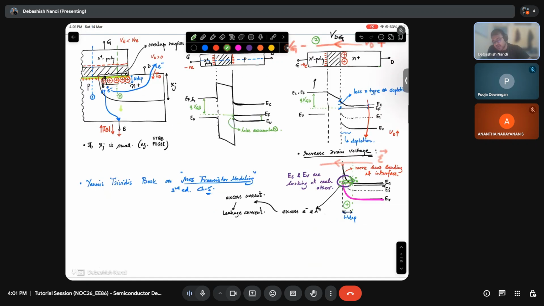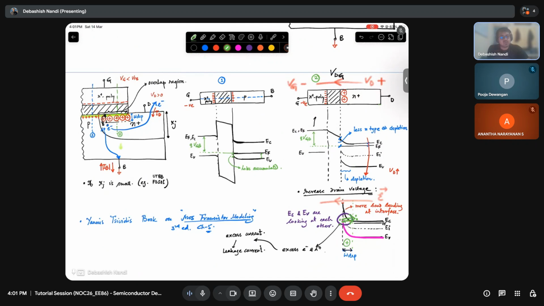Same with your GIDL, right? If your channel length is so large that your overlap length you can ignore, there is just no GIDL at all. But if these overlap regions are significant with respect to the channel length, then you will have a significant signature of GIDL in your ID characteristics. That is why these all are short channel effects.